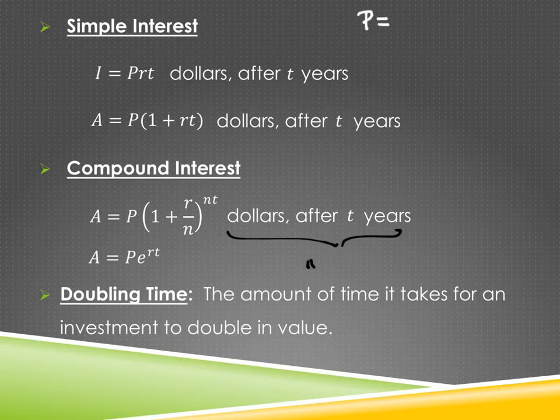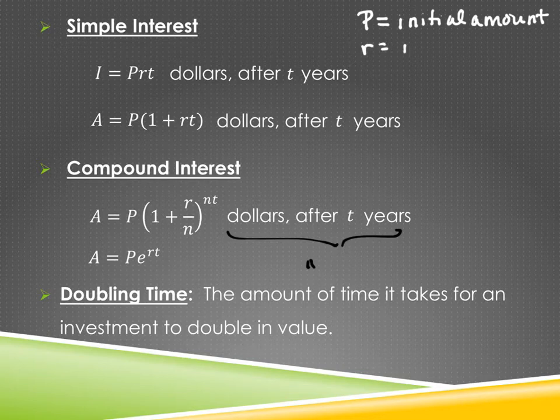P stands for principal, which is your initial amount. So this can either be an initial amount that you put into something, so think about like a savings account, or the initial amount that you borrow from something, so think about like a loan, like a car loan, student loan.